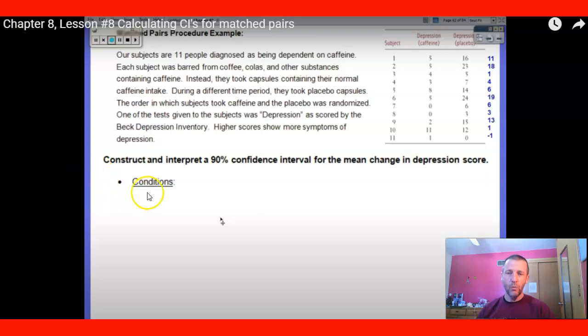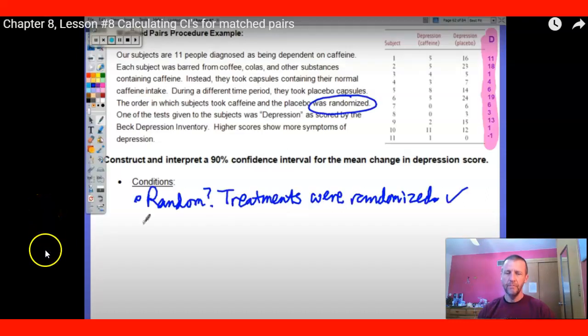So, as always, we need to check the conditions. This is the state, plan, do, conclude. The plan is checking your conditions, and here they come. The first check that we have to do is, was it random? Now, the truth is, we don't know anything about how these 11 people were selected. But here's what we're really checking. Again, I don't care about subject number one's scores with caffeine or without. What I really care about is the difference between them. If I take 16 minus 5 and 23 minus 5 and 5 minus 4 and 7 minus 3, I'm interested in this. This is the list that we're actually going to be working on.